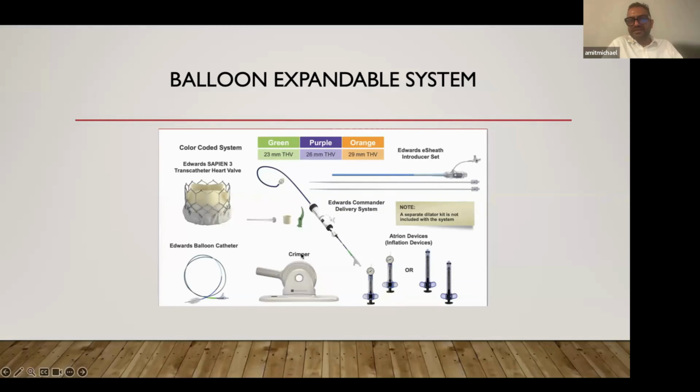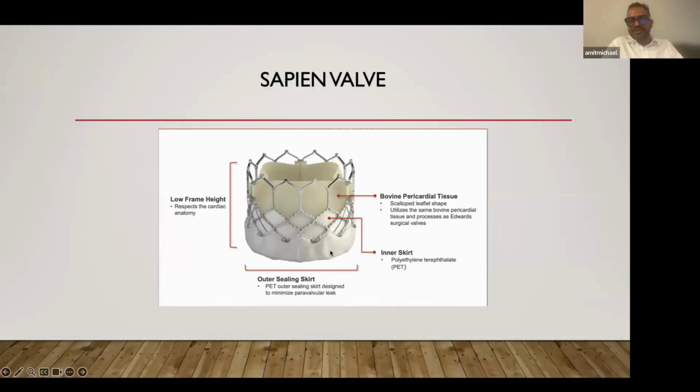There's the E sheath, and then the delivery system is called the commander system for this. So this valve has two skirts. Now the previous valve had one outside skirt. So this has one inner skirt of the valve and an outer skirt of the valve. The purpose of the skirt is to seal the annulus more efficiently, so that you don't have any paravalvular leak when you deploy the valve.